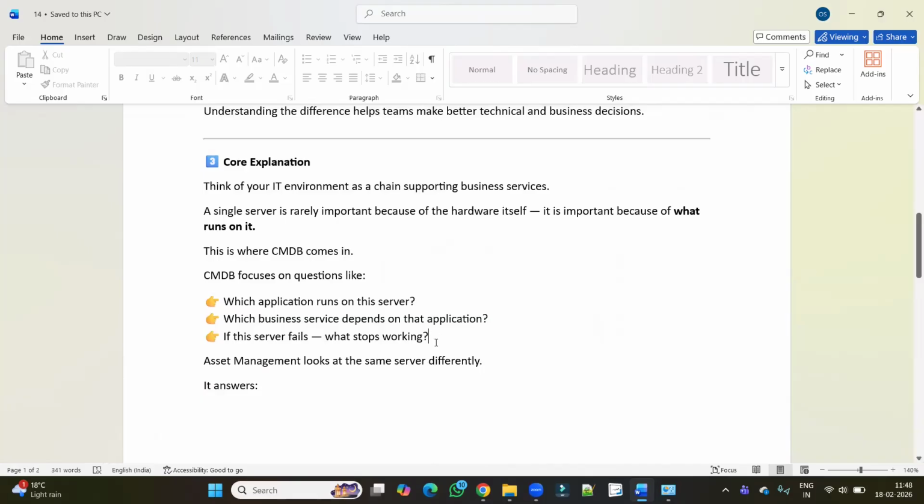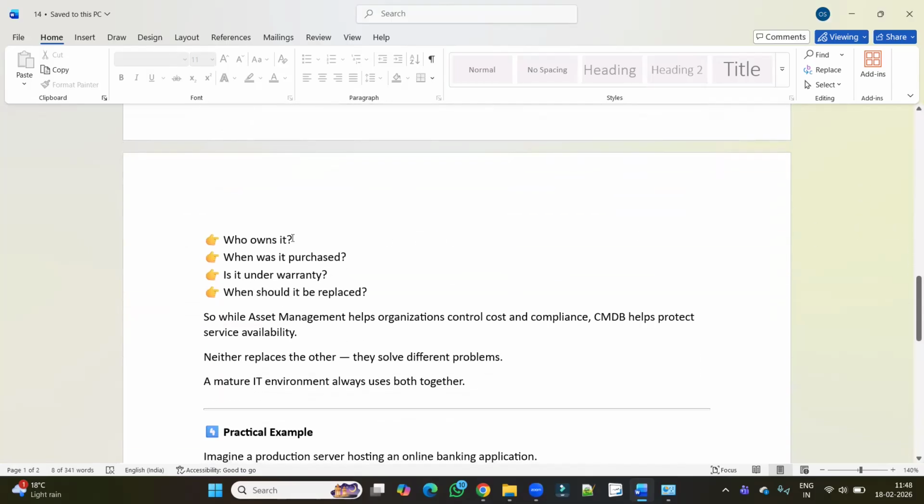So this is the configurational or operational detail which the CMDB has, and CMDB provides answers to all these things. Now for the same server, for the same CIs, let's change the perspective and see what asset management does for that server. Asset management looks at the same server differently, and it provides answers such as who is the owner of that server, what was the purchase history of that server, what is the life cycle of that server, what is the current state of that server, is it under warranty, and when it should be replaced.